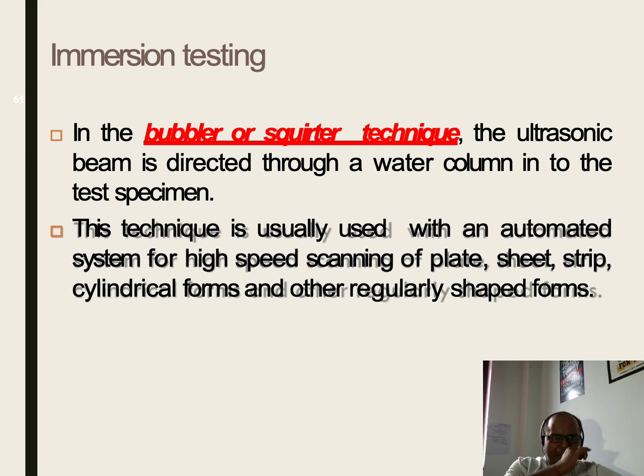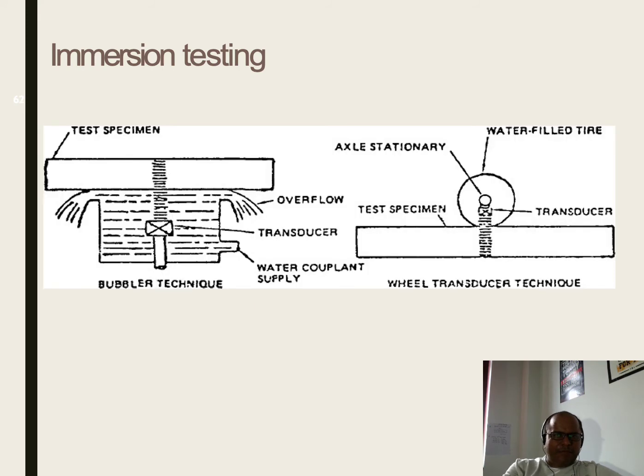Immersion testing in the bubbler and the squirter technique can also be used. The ultrasonic beam is directed through a water column into the test specimen. The technique uses an automated system for high-speed scanning of plate, sheet, strips, cylindrical forms and other regularly shaped forms. These are the pictures of the bubbler and the squirter, as mentioned.